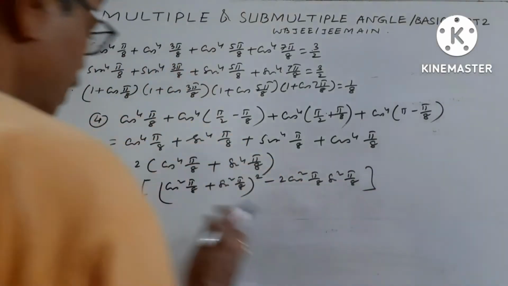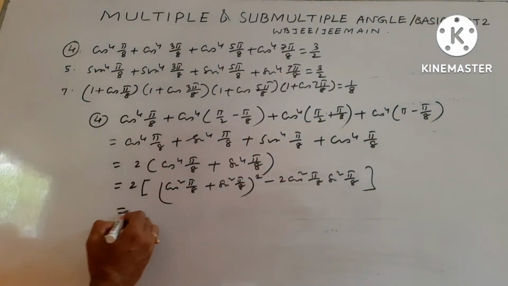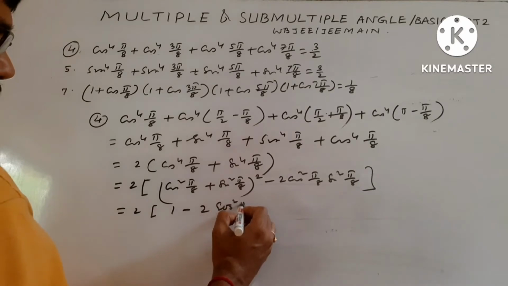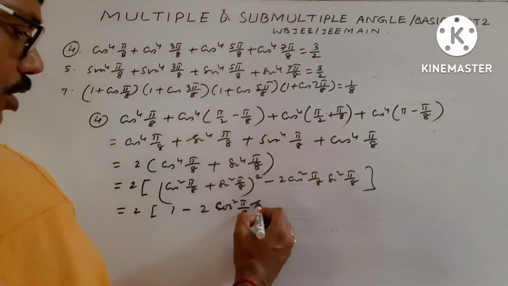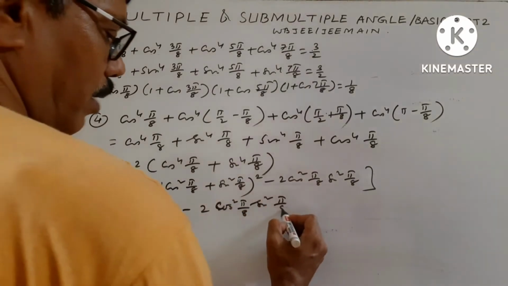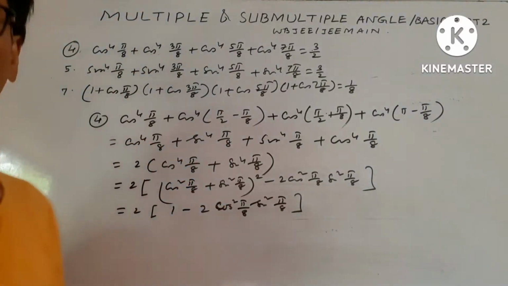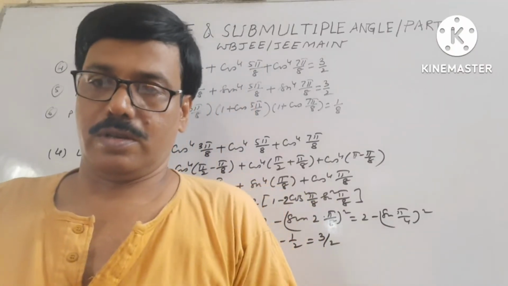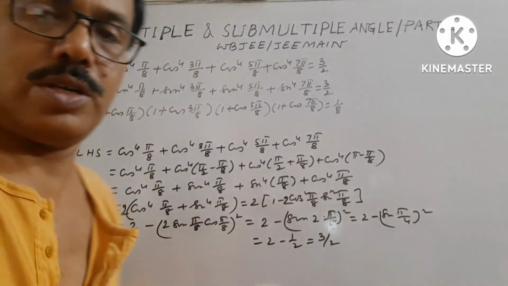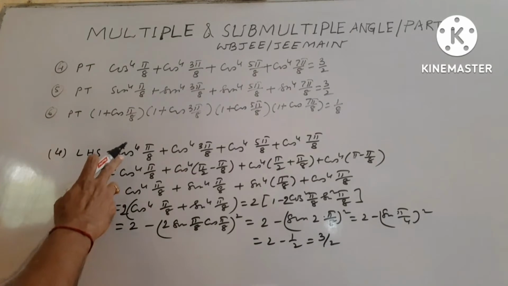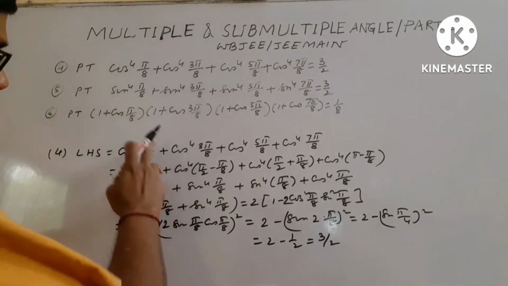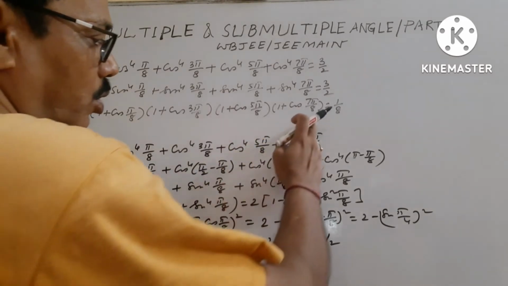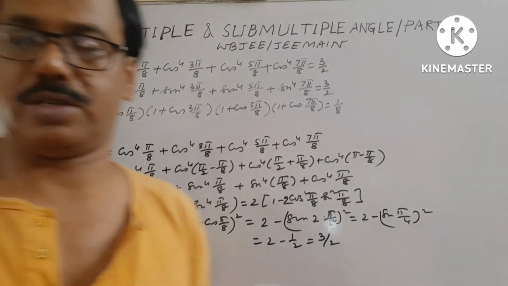A plus b whole square minus 2ab. So what is a? Cos square pi by 8. So you can write it directly: 1 minus 2 cos square pi by 8, and this is sin square pi by 8. So this equals to. Now look again. Cos to the power 4 pi by 8, cos to the power 4 3 pi by 8, 5 pi by 8, cos to the power 4 7 pi by 8.